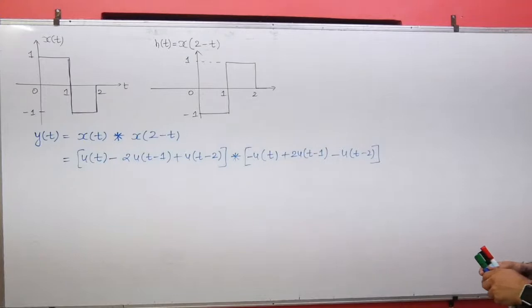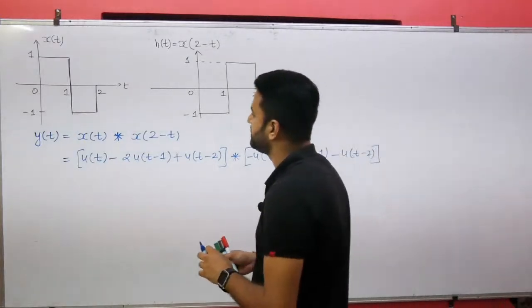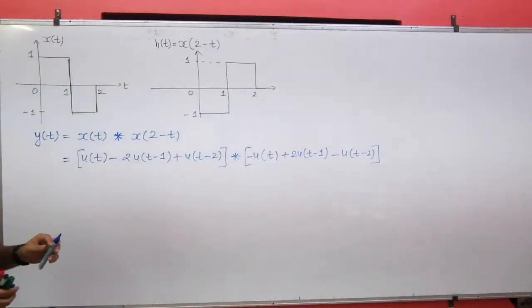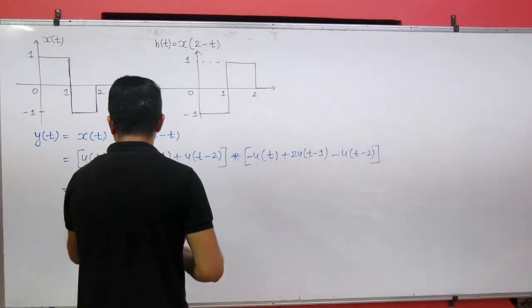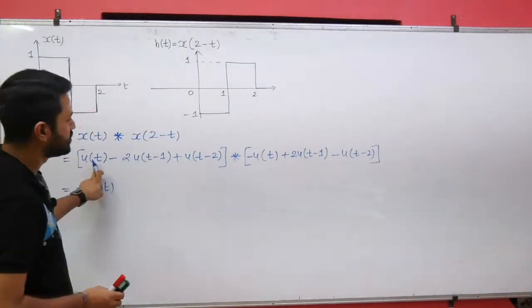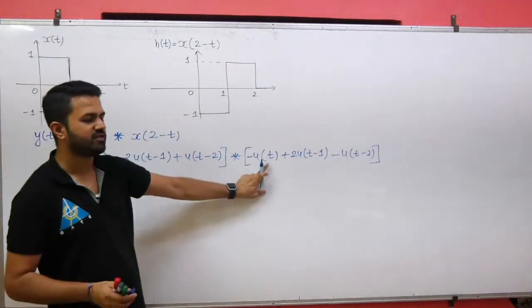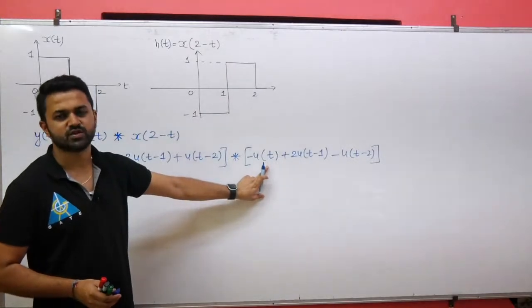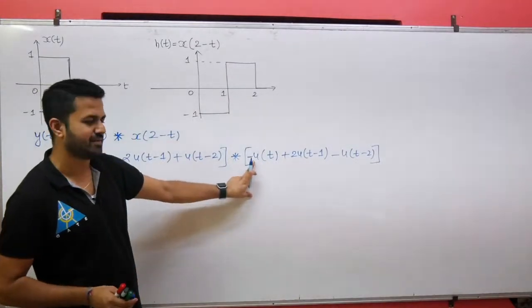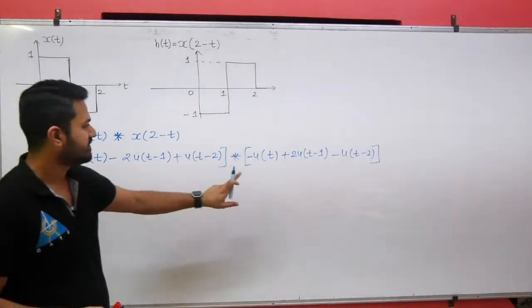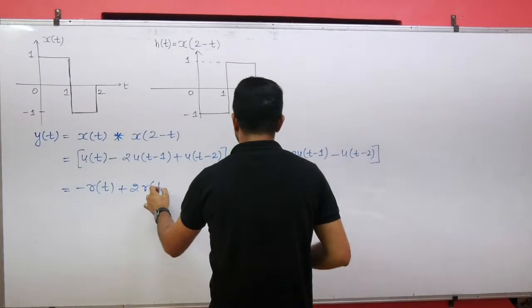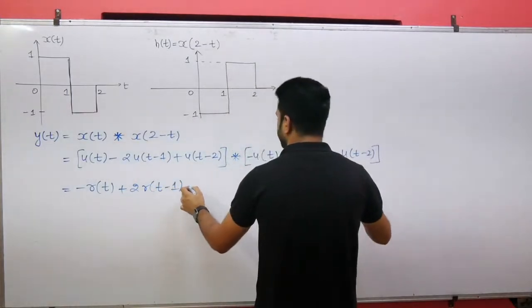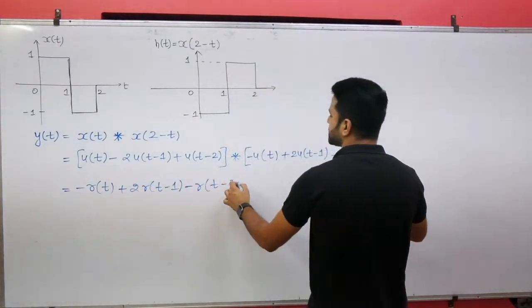Okay, so when we convolve, what will we get? When we convolve the unit step signal with the unit step signal, we get the ramp signal. So what will we get? The ramp signal with negative slope, because this u(t) is going to be convolved with this u(t). So u(t) convolved with u(t), you will get the ramp signal with the negative amplitude, and u(t) convolved with this u(t-1), you will get plus 2r(t-1), and then minus r(t-2).